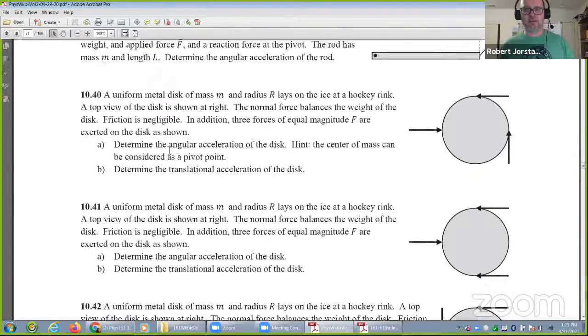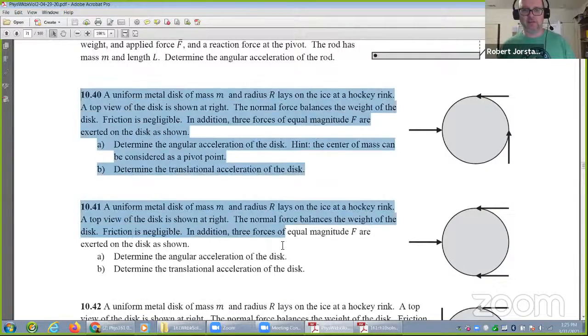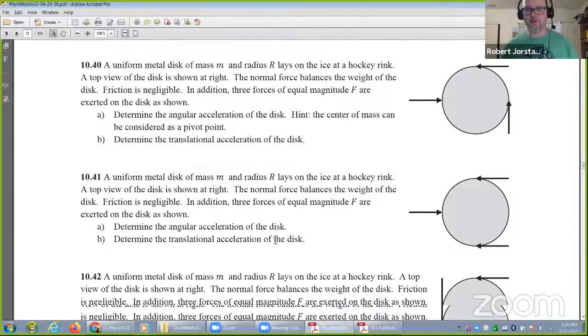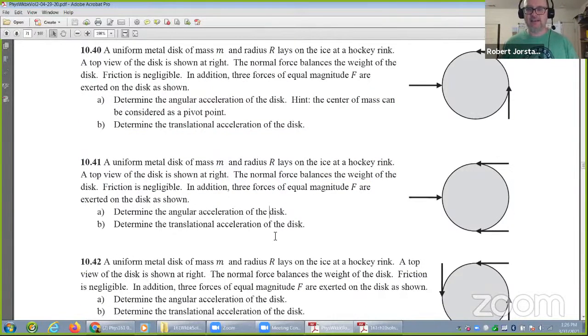These problems right here, I really like them. The 10, 40, 41, and 42. I'm going to let you do those at home. It's just getting used to these FBDs where you don't just show arrows touching a dot, you show the arrows where they act on the object. So you could go through these, don't overthink it.